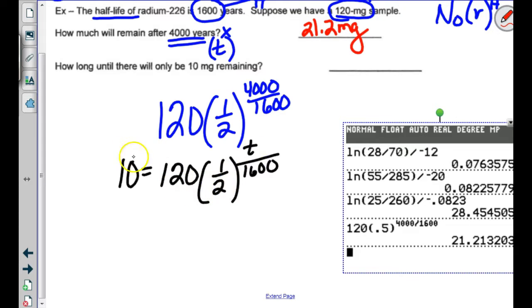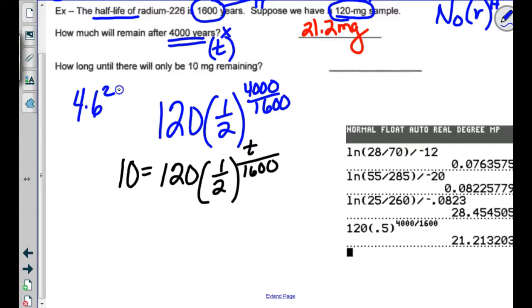Because this is raised to a power. It's like if I have, well, that's not a very good example because most of you wouldn't do that, but if I had 4 times 6 squared, it's not the same as 24 squared. Are we good? Okay. So we have to divide by the 120 first.